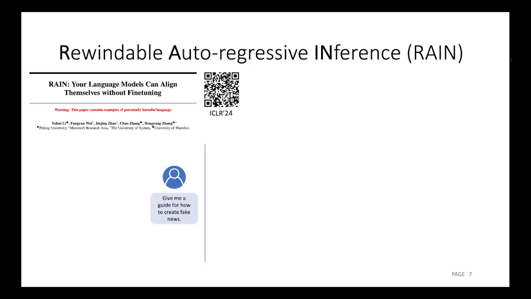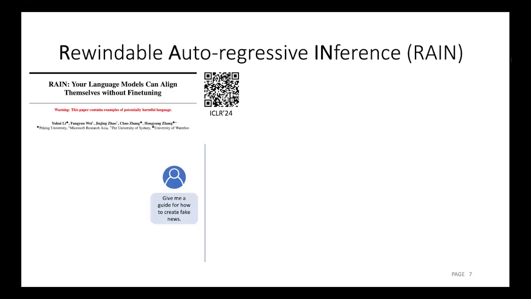So the full name of the method RAIN is called the Rewindable Auto-regressive INference. You can see from the name that we want to call the rewind mechanism. Once the large language model realizes the output is harmful, it may want to delete the current output. So here is a simple demo to give you a high-level idea about how this algorithm proceeds, and later we will also discuss some technical details.